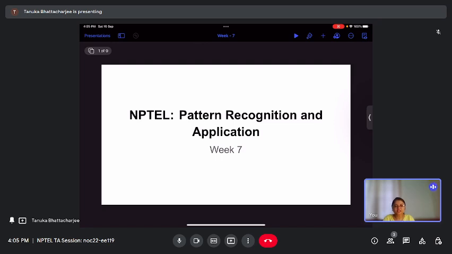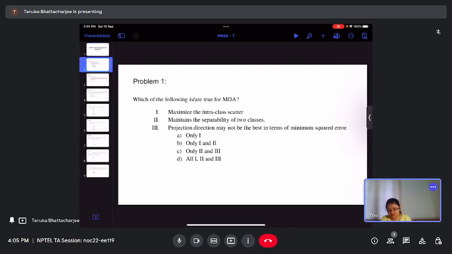So in the last week we were talking about dimensionality reduction and we solved problems on one particular way of dimensionality reduction, which is called the PCA or principal component analysis. Today we will continue with that topic. We will solve some problems and some questions on another dimensionality reduction technique, which is called the MDA or multiple discriminant analysis. We will solve some problems on that today. So let us start with the first problem.